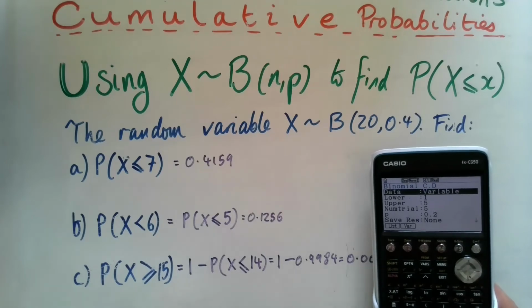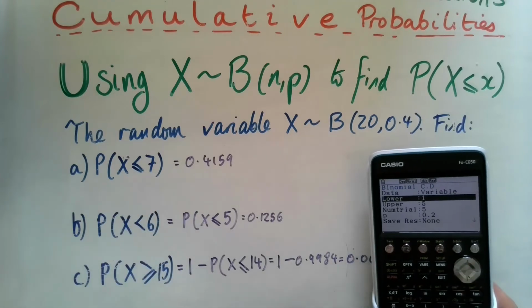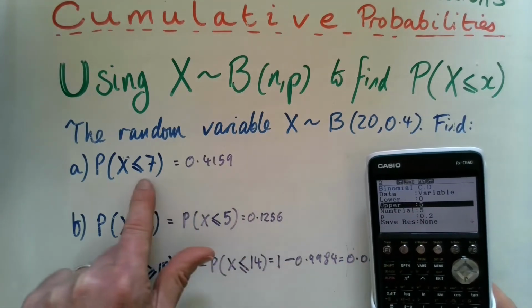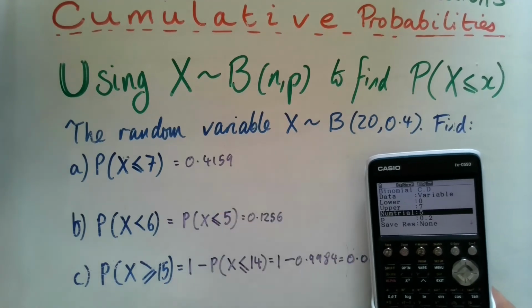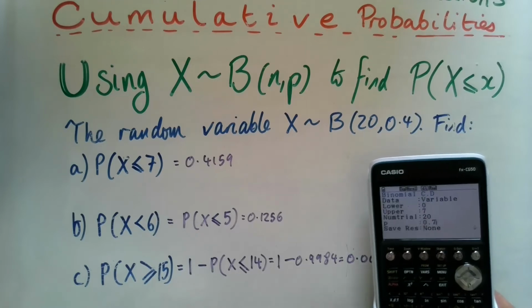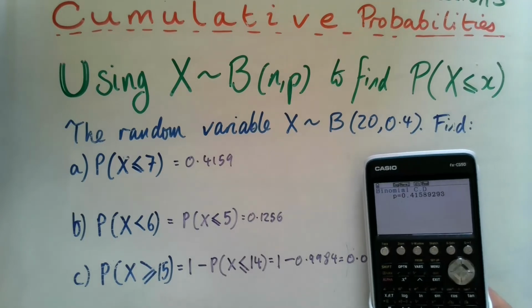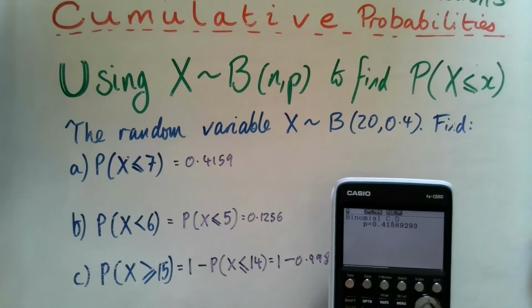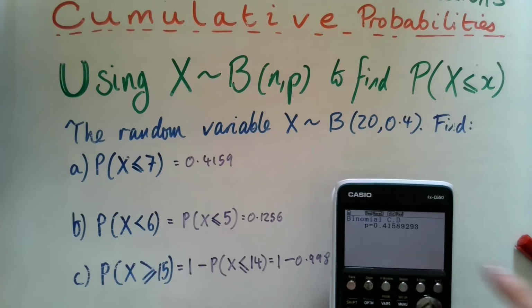Now, because we want it from 7 or less, the lowest that we want is 0 results. The upper that we want is 7. The number of trials that we're doing is 20. And our probability is 0.4. Press execute there, and I get 0.159. It's actually got it a bit more accurate than the tables, but I would round that to 4 decimal places and I would still get 0.159, wouldn't I?